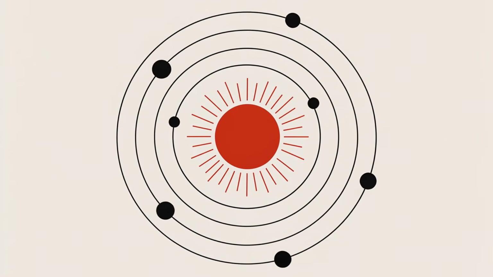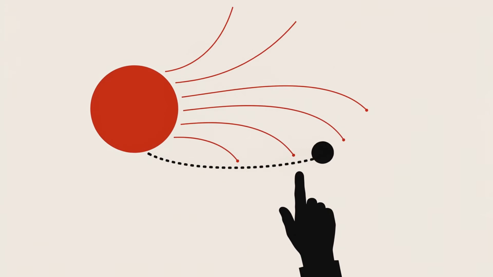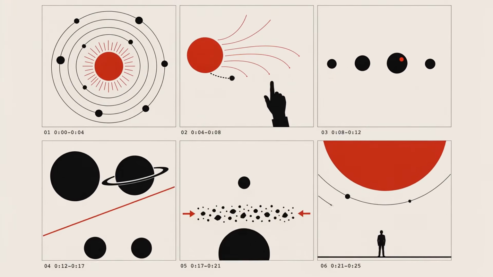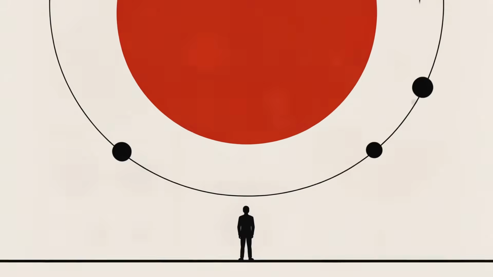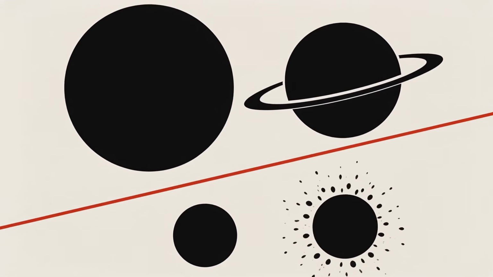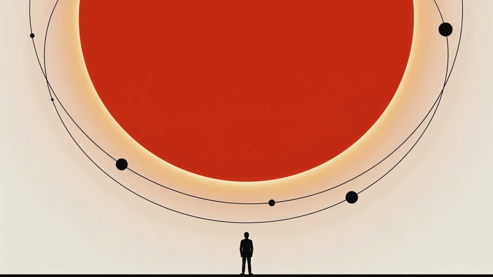Our solar system, 8 planets, 1 star, bound together by gravity. The inner worlds, Mercury, Venus, Earth, and Mars, small, rocky, and close to the sun. Beyond them, the gas giants, Jupiter, Saturn, Uranus, Neptune. Between them, a belt of ancient rock. And all of it orbiting 1 star.